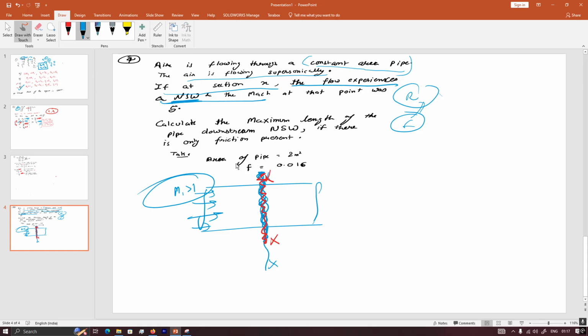Okay, the Mach at that point was 5. So since the flow is experiencing a normal shock wave, and it is not mentioned whether the Mach is for upstream or downstream, we can use our logic. We know that after crossing a normal shock wave, your Mach becomes less than 1, right? So whatever Mach is present at that point, it will be upstream of the normal shock wave. So here Mach is given, which is M equal to 5.